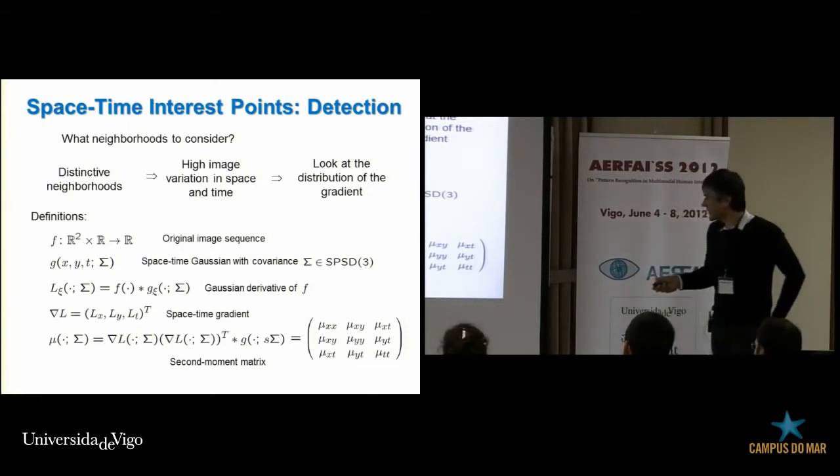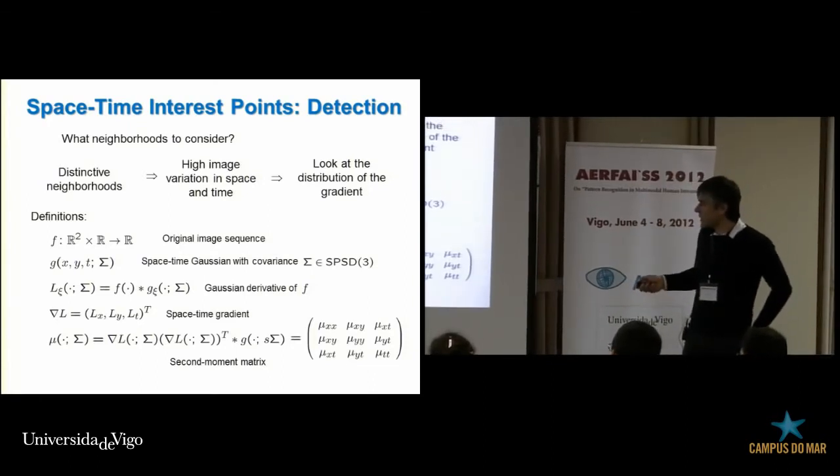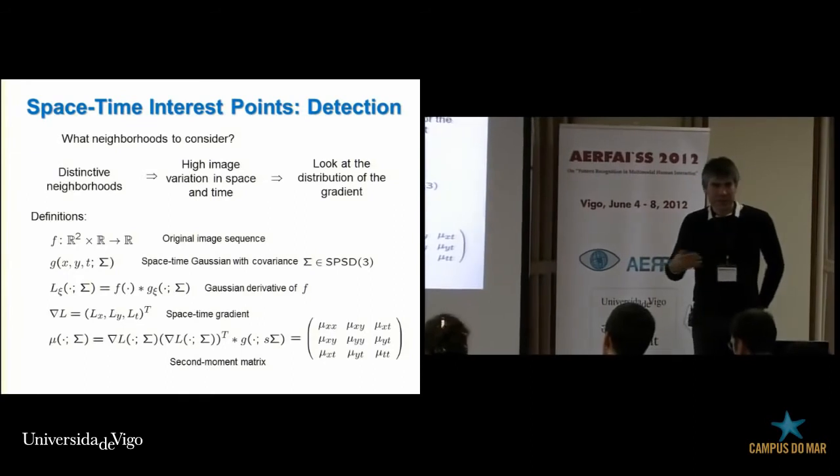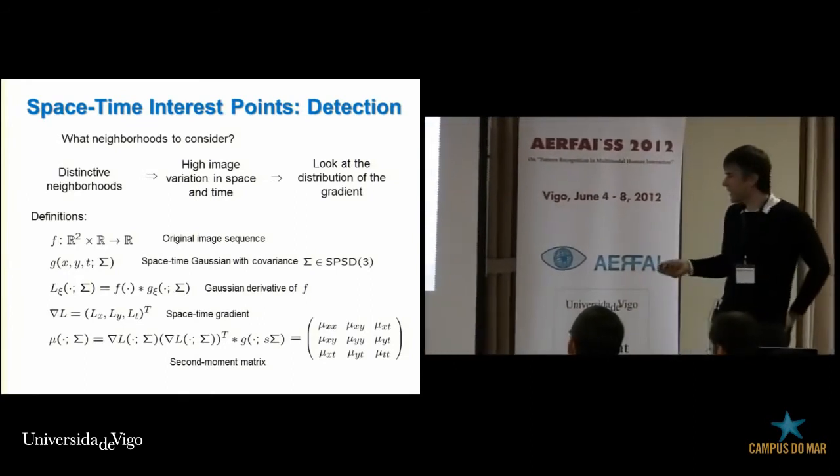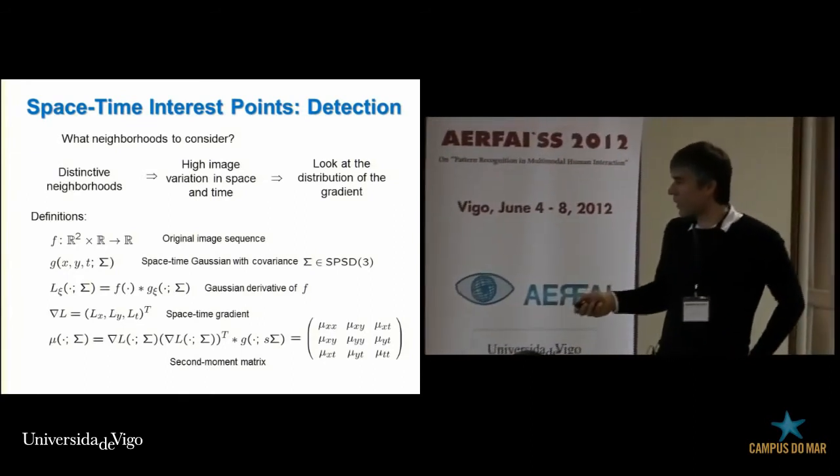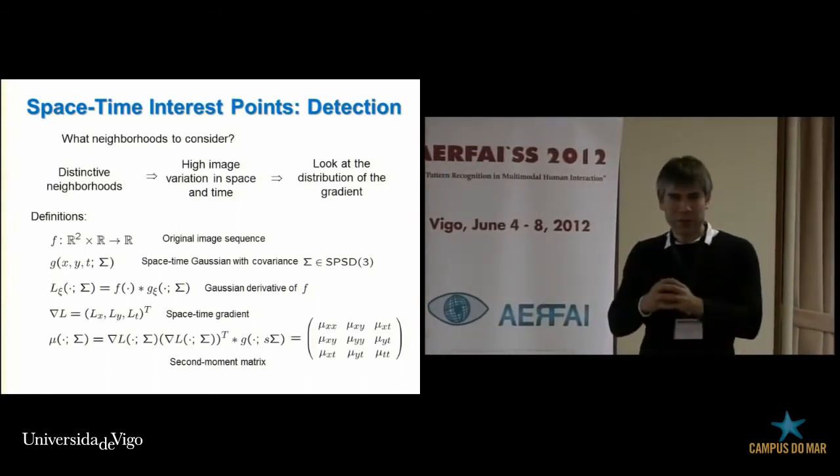Second moment matrix, yes, here it is. So basically it's a covariance matrix. If you assume that the gradients have a zero mean, then this matrix would be the covariance matrix of gradients in a local neighborhood of an image.